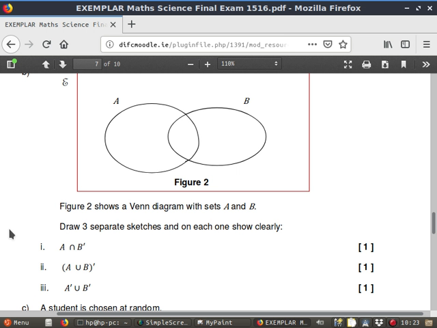So what do they mean by draw? Just draw this 3 times, and in each of your 3 pictures, shade these regions. So in your first one, shade in this.